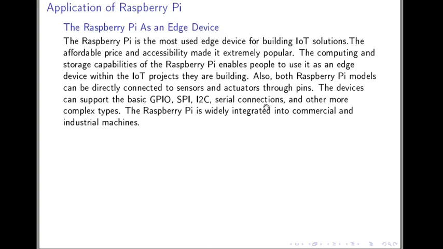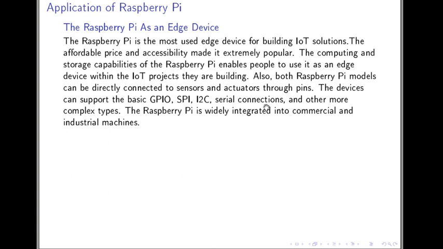So, application of Raspberry Pi. The Raspberry Pi as an edge device. As I have said, the Raspberry Pi is very suitable for edge computing, because we can directly connect to the internet through it, through Wi-Fi and Ethernet. Also, it has so much computing power that internet protocols are smoothly enabled on these devices.